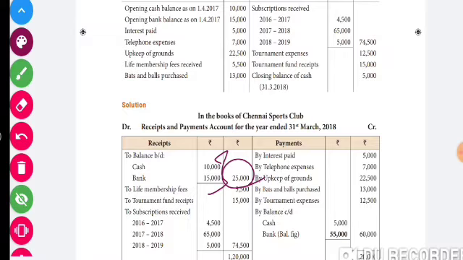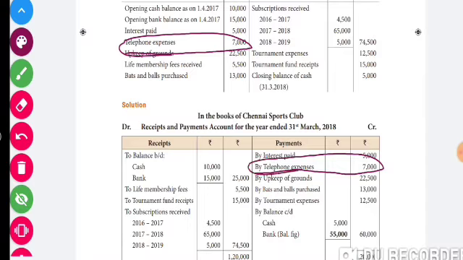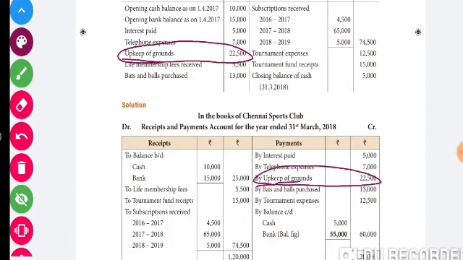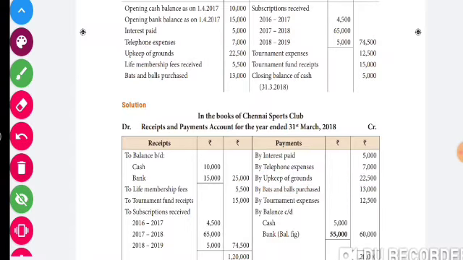Next one, interest paid. Interest paid is a payment side. So by interest paid 5,000. See the next one, telephone expenses 7,000. By telephone expenses 7,000 is a payment side. So next one, upkeep of grounds 22,500. By upkeep of grounds 22,500.